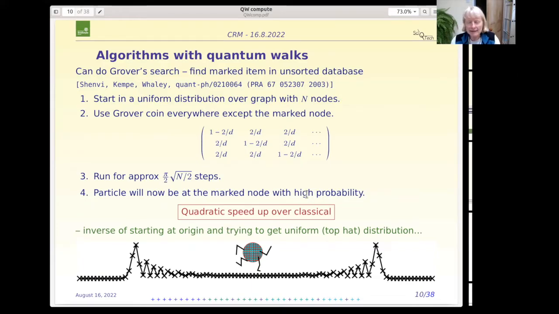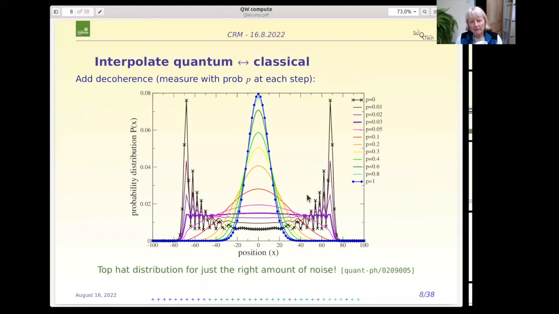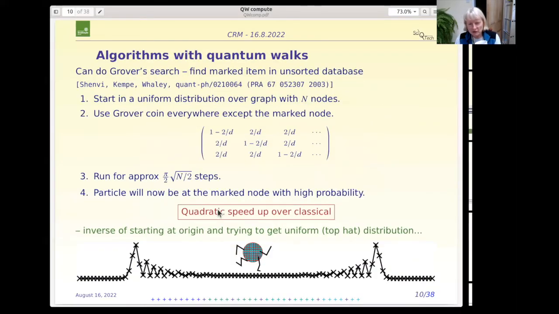And the neat thing to think about here is it's kind of the inverse of starting at the origin and trying to get that uniform distribution. So here we started at the origin, and we did a number of steps and some decoherence, and we got this far out. So that's just kind of a rough analogy, if you like, but quantum mechanics is reversible, and so it's a perfectly valid way to think of it.